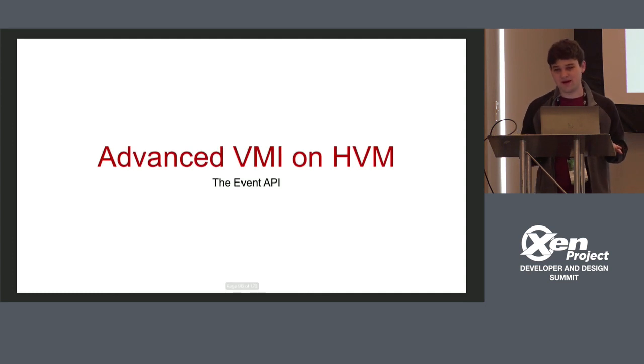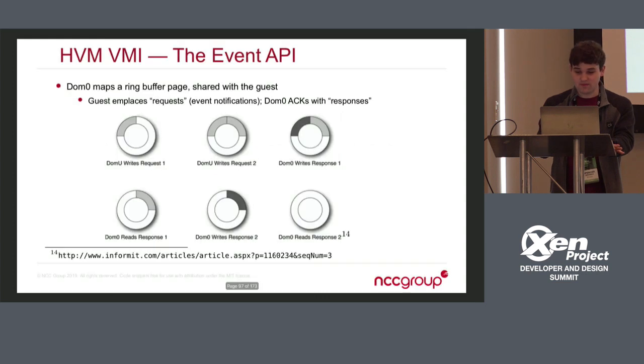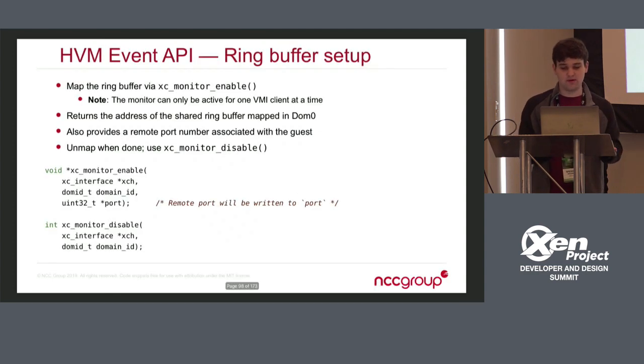Now, the HVM VMI API, which is a phrase that is really hard to say and I'm going to definitely screw up later in this lecture, is much better and substantially more extensible. The way that it works is Dom0 maps a shared page with the guest on which there's a ring buffer, and the guest will place event notifications into the ring buffer, and those are called requests in the API. Dom0 will ack those requests with responses, which are actually more than just acks. They could do a lot more.